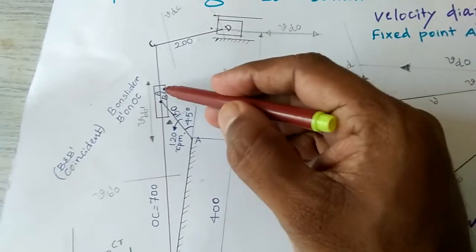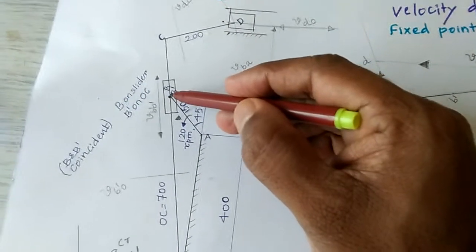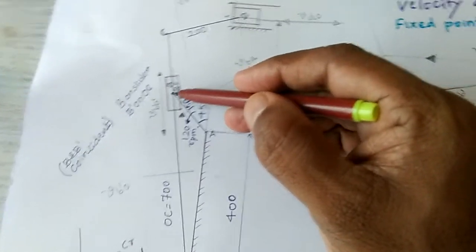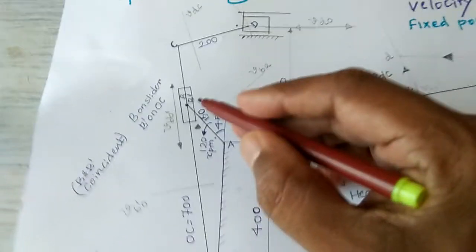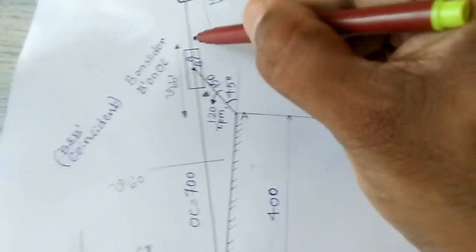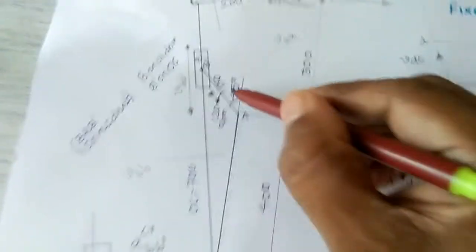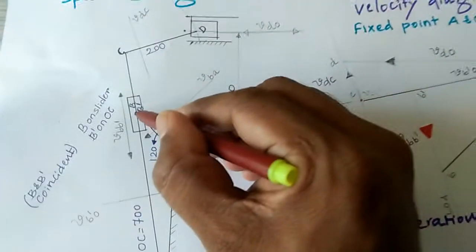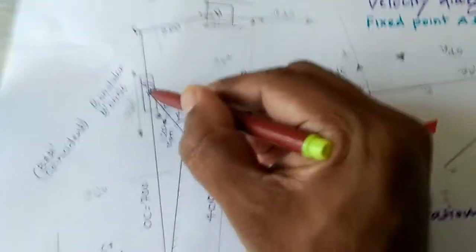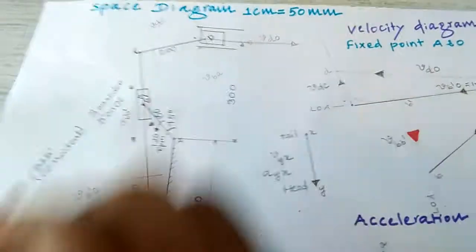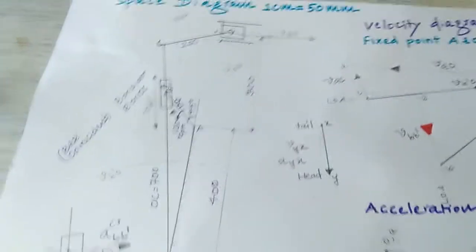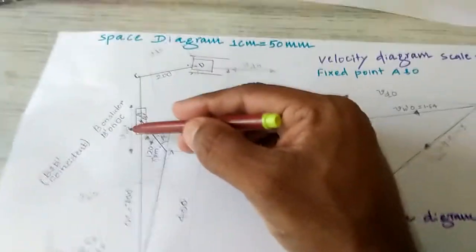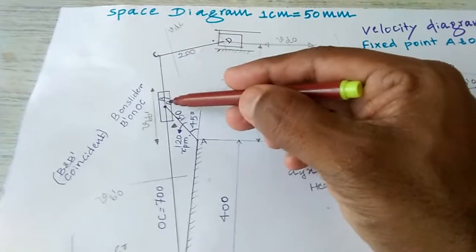Then come to the link, where B and B dash are both coincident points. Anyhow, when it is a slotted lever, it slides and at the same time it also rotates. When it slides and rotates, in that case we will find the Coriolis component when you go to the acceleration. Then I'll go to the velocity diagram. You will find the velocity between B and B dash.